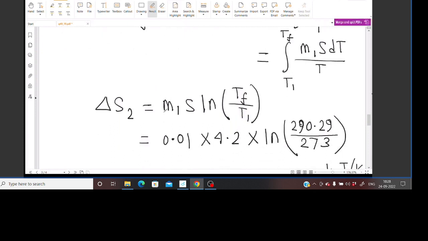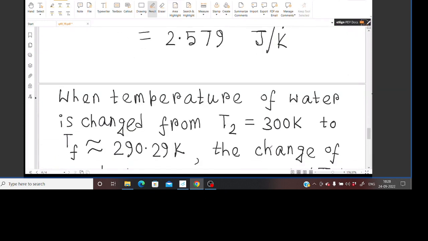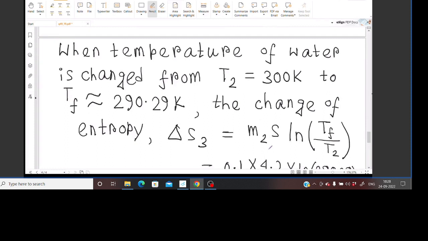Putting the values of m1, s, Tf and T1 and after doing some simplification, we obtain that delta S2 is equal to 0.002579 kilojoule per Kelvin. This can also be written as 2.579 joule per Kelvin. When the temperature of water is changed from T2 equal to 300 Kelvin to Tf equal to 290.29 Kelvin, then the change of entropy delta S3 is equal to m2s log Tf by T2.